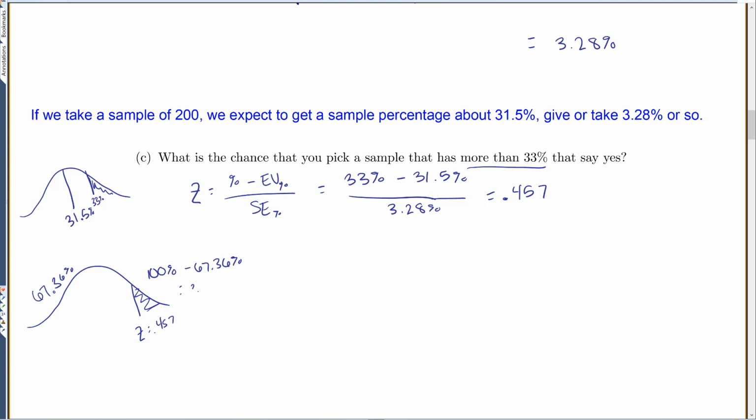So this should give me 32.64%. So my final answer is 32.64%. This tells me that if I pick a sample of 200, I have about a 32% chance that more than 33% of people will say yes. Now, this is absolutely 100% just coincidence that this final answer is very close to 32%. That does not mean anything. That was just pure coincidence.